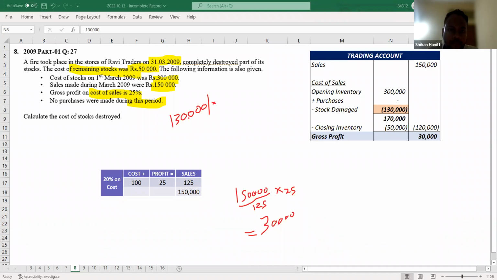There is a question. Is the damage stock always closing inventory? No. Now see in this question, damage stock is not closing inventory. This is closing inventory. Damage stock is a separate item. It's not always the closing inventory. It can be in between, in the middle of the year.